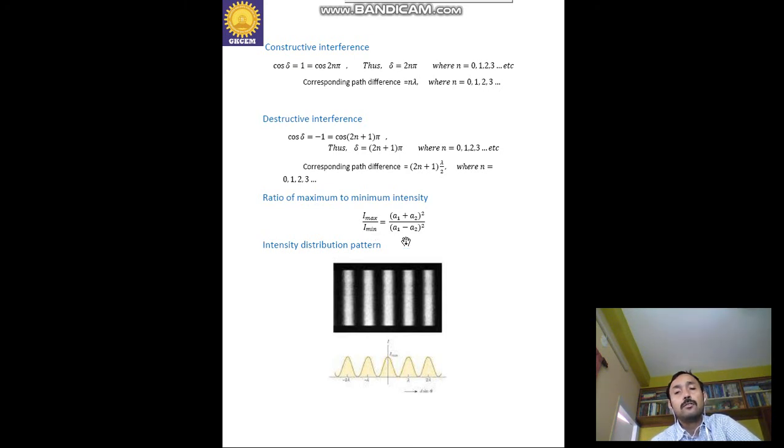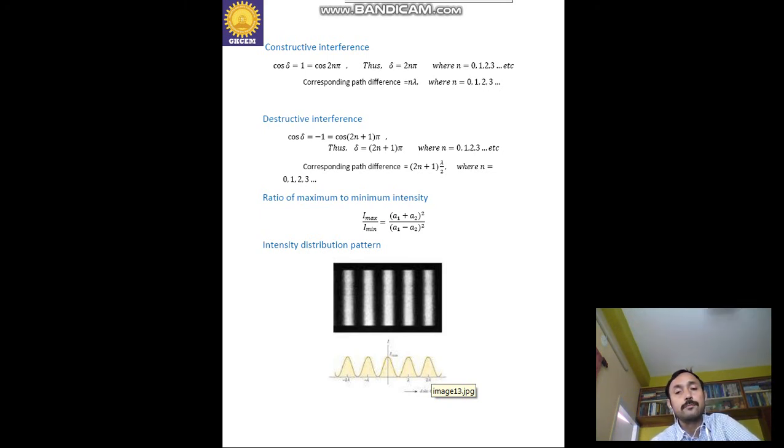Imax, when cos δ is 1, becomes (a1 + a2)², and Imin, when cos δ is -1, becomes (a1 - a2)². If we plot the intensity distribution pattern, it will be like this. At δ = 0, we get the maximum. When δ = π/2, cos is 0, at π it is 1, and at 3π/2 it is 0. So this is how dark fringes and bright fringes are produced.